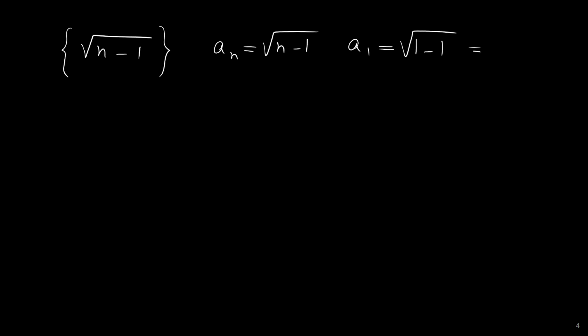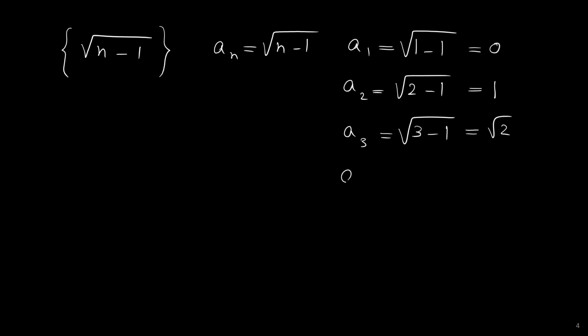Another example: the square root of n minus 1. In this example, the general term is the square root of n minus 1, and so the first element is the square root of 1 minus 1, which is 0. The second element is the square root of 2 minus 1, which is 1. The third element is the square root of 3 minus 1, which is the square root of 2. The fourth element is the square root of 4 minus 1, which is radical 3.